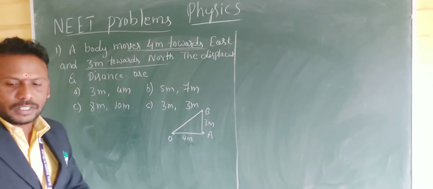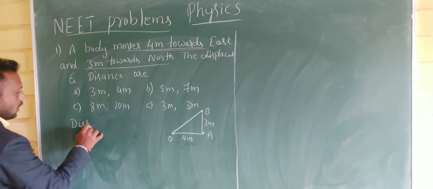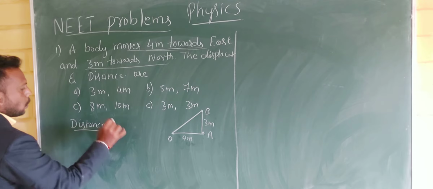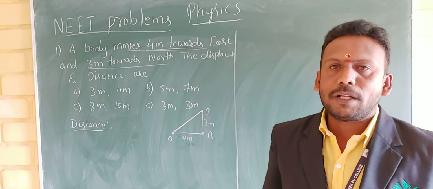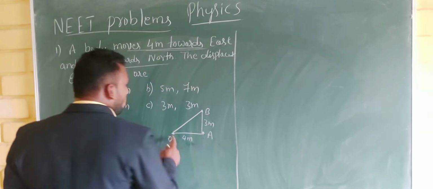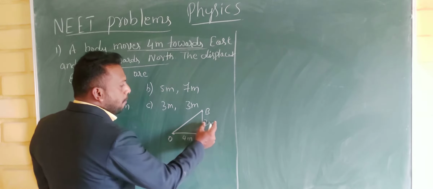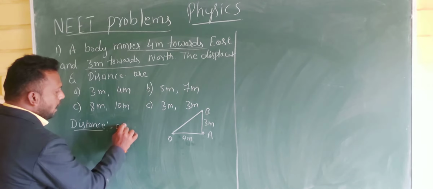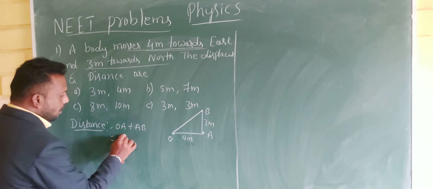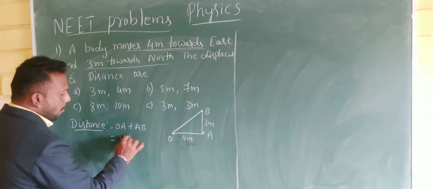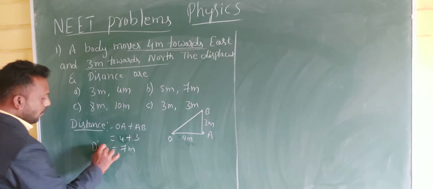How to solve? First I will solve the distance. Distance is nothing but the total path length traveled by the body in a given time. From O to B, what is the total path length traveled by the body? That is OA plus AB, 4 plus 3, which is 7 meter. Distance is 7 meter.